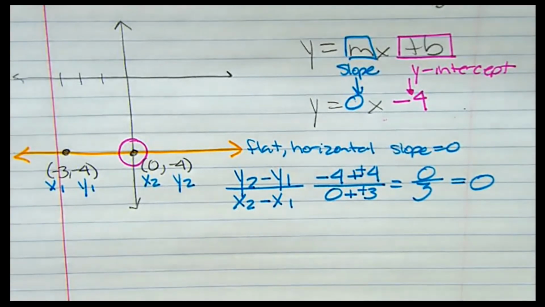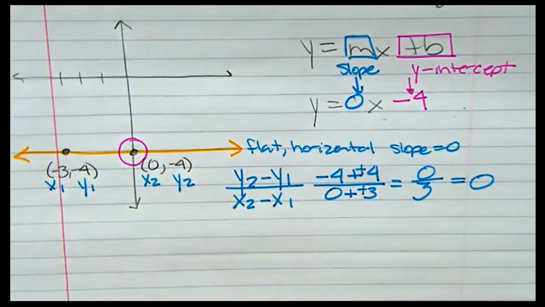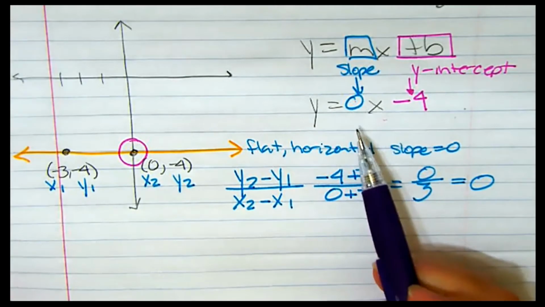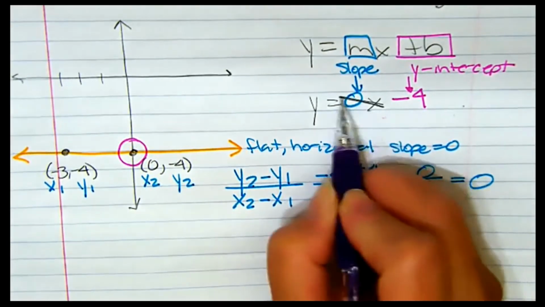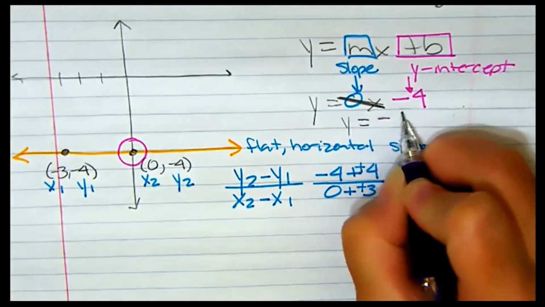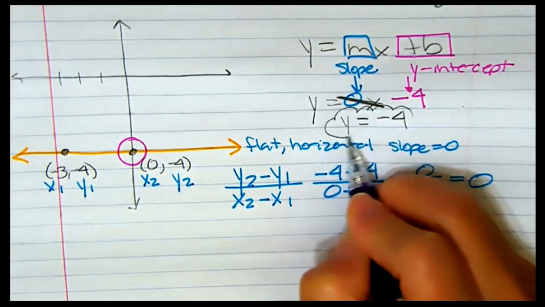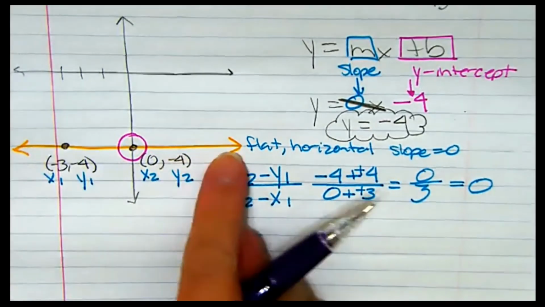Now this is kind of interesting because anything times 0 is 0. And we don't typically use 0 as a coefficient because 0 would be 0. So these here kind of cross out. They cancel. And I'm left with y equals -4. Boom. There's my linear equation for this line.